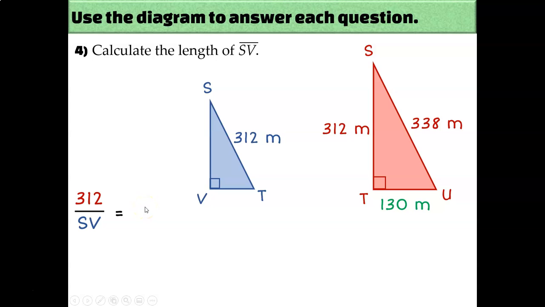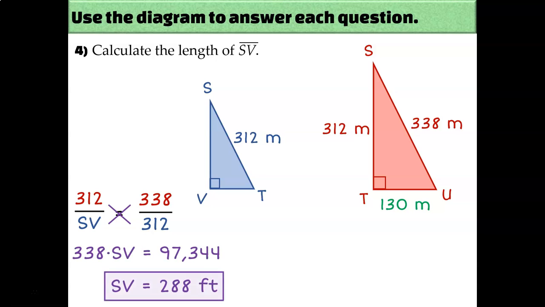Now I need to set that equal to a ratio that is complete, that I know both the numerator and the denominator. Well, I only know one side length on the medium blue triangle, so I have to use the corresponding side length on the big red triangle. So I'm going to write 338 over 312. Then I'll cross multiply and solve, and I find out that SV must be 288 feet.